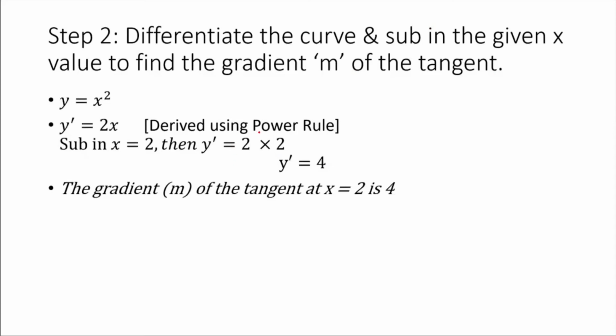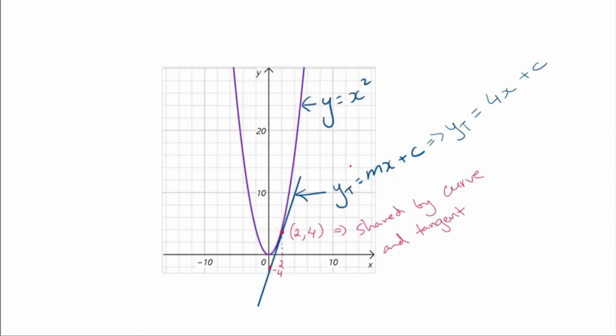So we differentiated the curve to get the gradient function. Then we subbed in x equals 2 because we want the gradient at x equals 2. So that's going to be 2 times 2, so our gradient is 4 when x is 2. Sorry, I forgot to write that. So the gradient of the tangent at x equals 2 is 4. If you go back to our equation, we know that this m is now 4. When you differentiate and get 2x, that gives you the gradient.